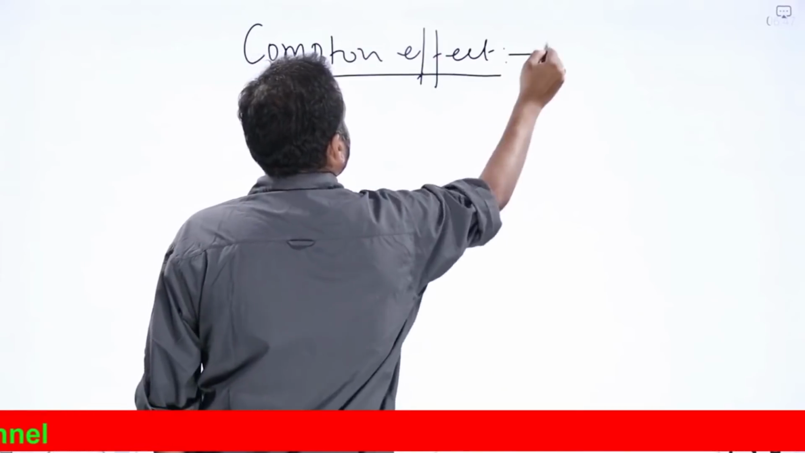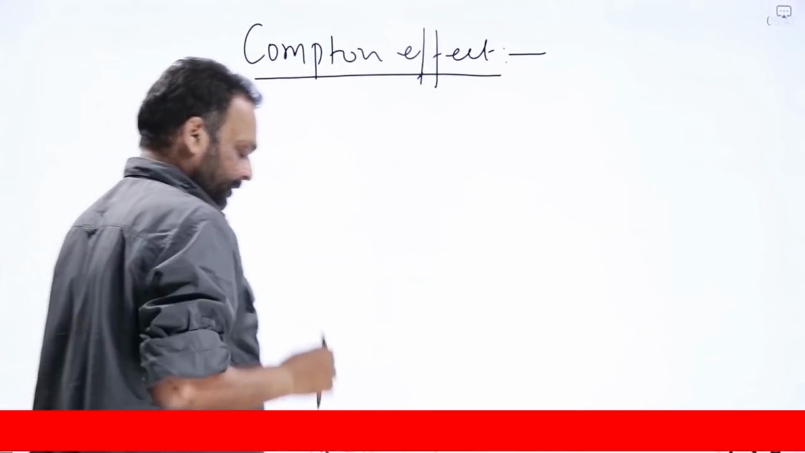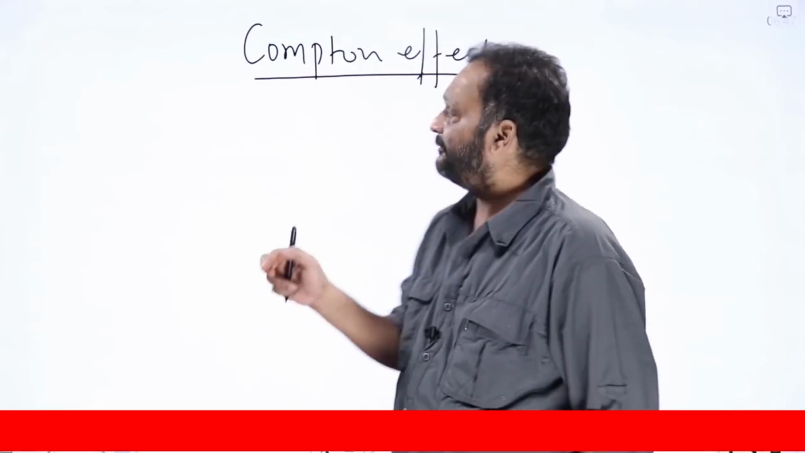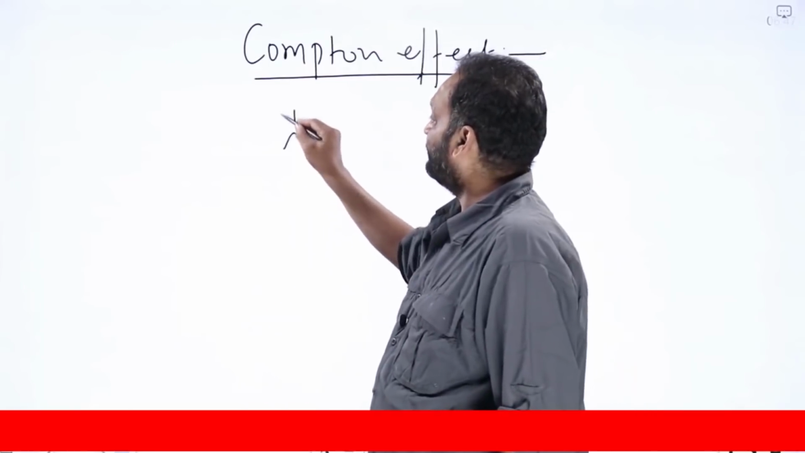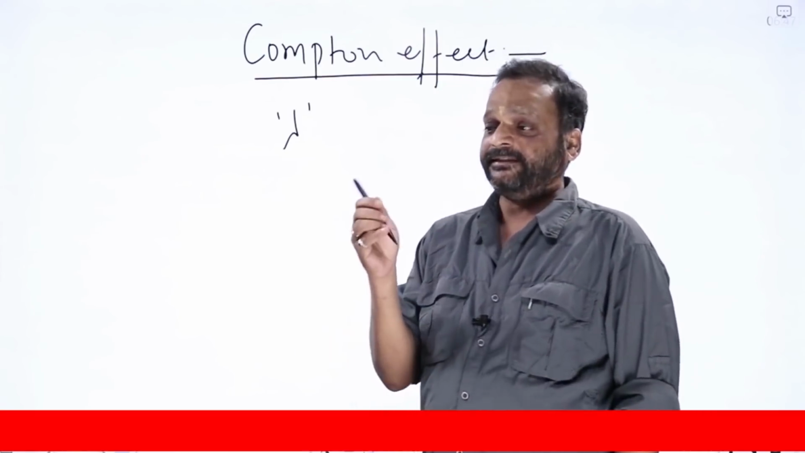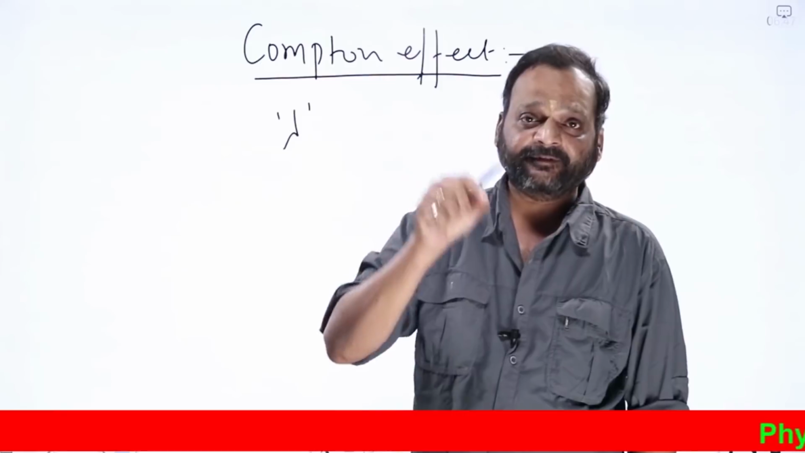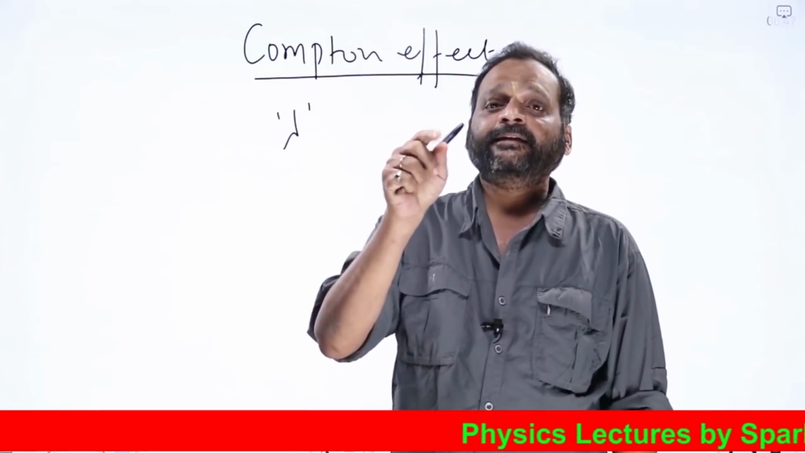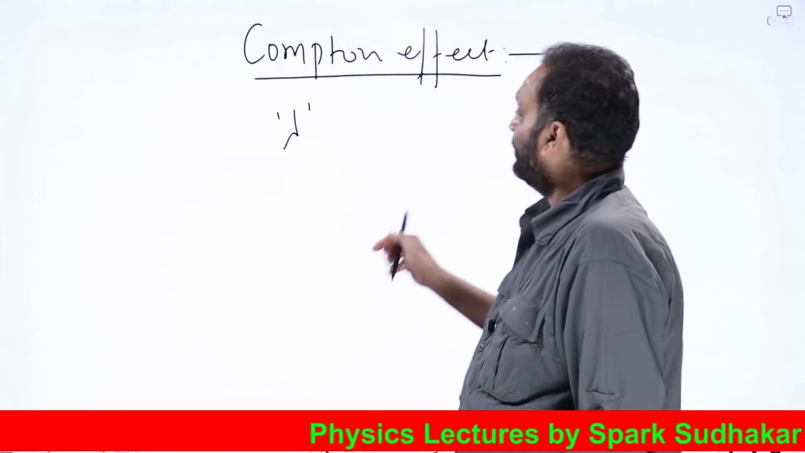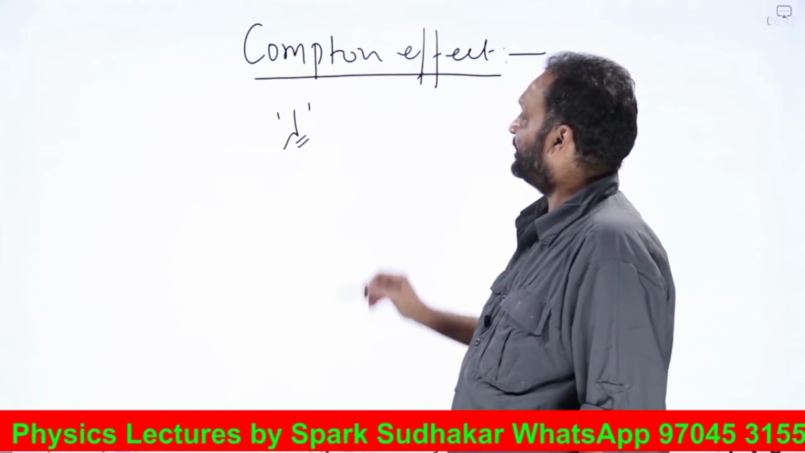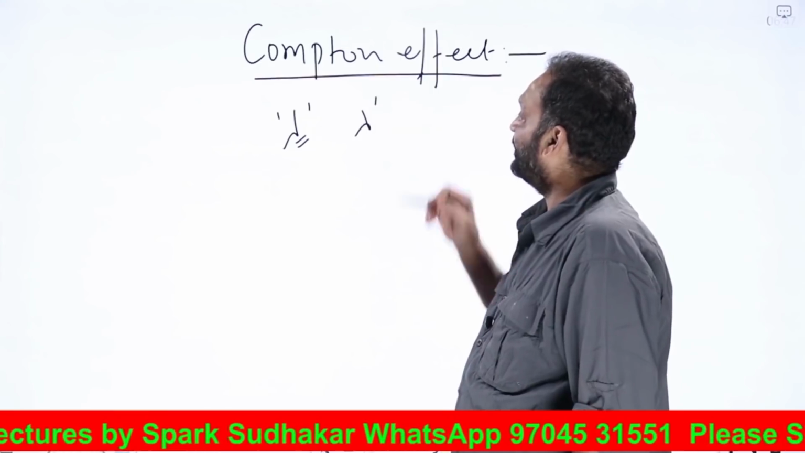Compton effect. What has been observed is when a monochromatic X-ray beam of wavelength lambda, a single wavelength, is sent on to a target of low atomic weight, the scattered secondary radiation is found to contain two wavelengths. One is the same wavelength as that of the incident beam and the second one is a slightly longer wavelength.